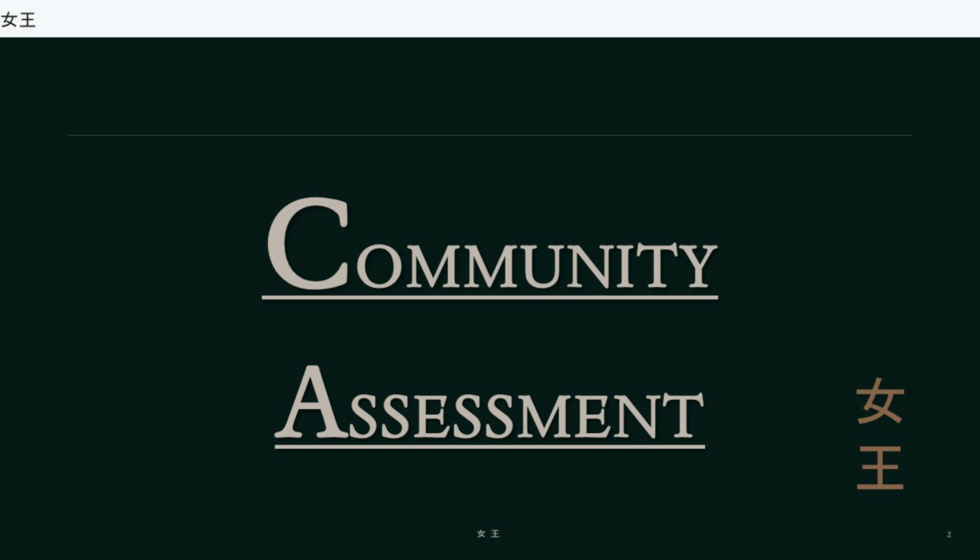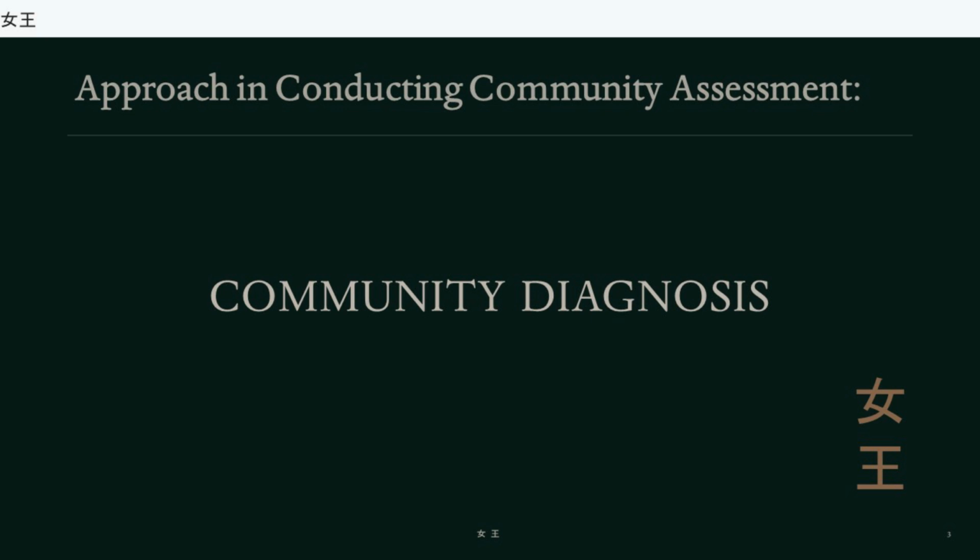There are several approaches in conducting community assessment. The nurse utilizes the approach that is most appropriate to the community and the purpose of the assessment. Community diagnosis. A process by which the nurse collects data about the community in order to identify factors which may influence the deaths and illnesses of the population, to formulate a community health nursing diagnosis and develop and implement community health nursing interventions and strategies.